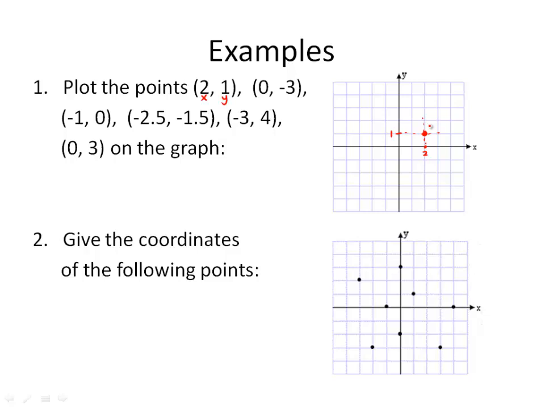Let's try the next one. (0, -3). So we start at 0 and go down 3. Remember, you can pause the video, try and plot them and see if you get them. So this one is (0, -3), and this one is (2, 1). The next point is (-1, 0). So -1 on the x, 0 on the y.